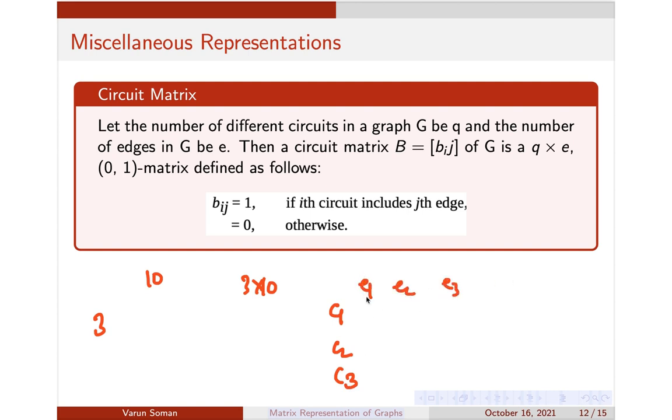Suppose your edge E1 is there in the circuit C1, you will put 1 there. If it is not there, you will put a 0. Suppose E2 is there in the circuit, you will put 1 there. If it is not in that circuit, you will put 0 there. So this is how you represent the circuit matrix. Very simple thing.